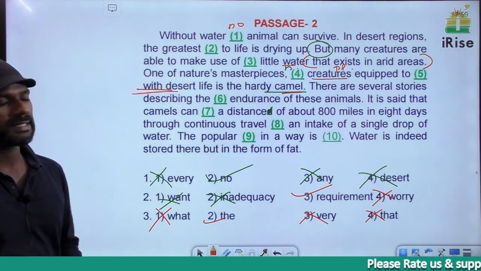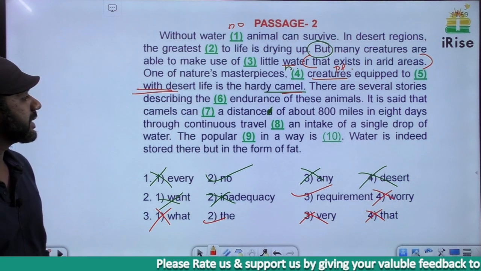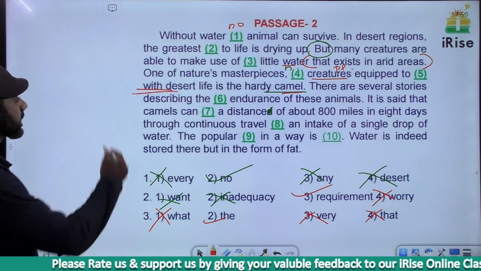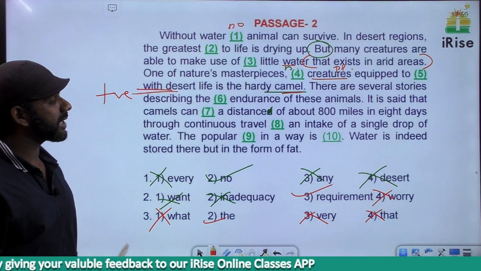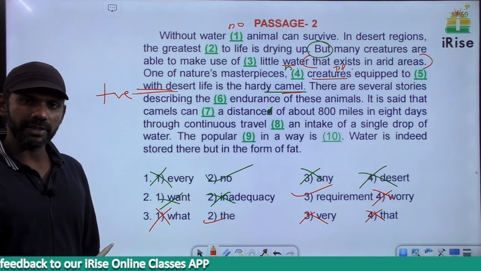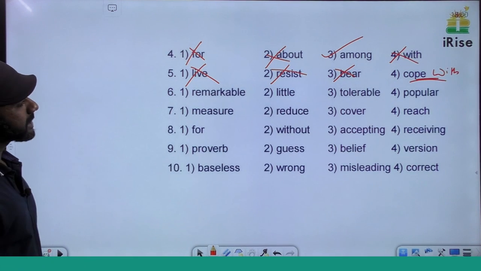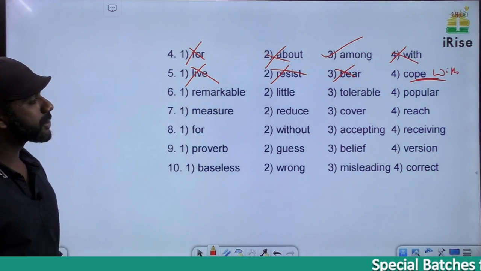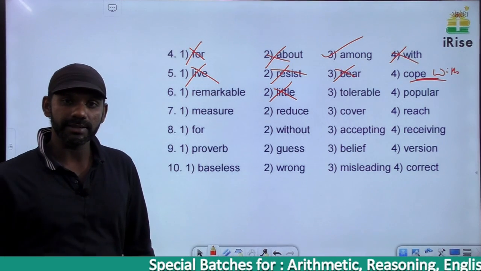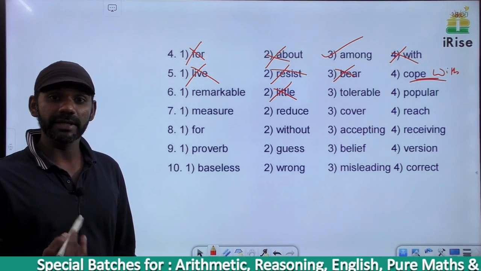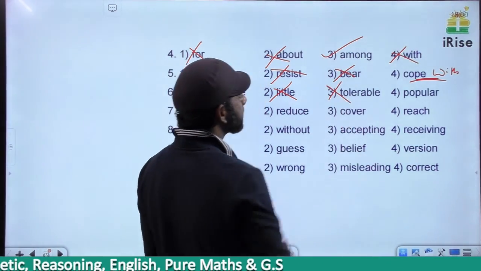The sentence makes sense. There are several stories describing the dash endurance of these animals. These animals means camels. This sentence is positively charged. So blank 6 must be filled with a positive word. Based on that, option 2 is eliminated. Little is negative, eliminated. Tolerable endurance. Tolerable endurance becomes added with redundancy. Tolerating is same as enduring. So based on redundancy, option 3 is eliminated.